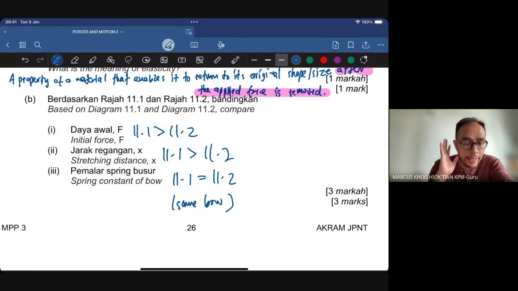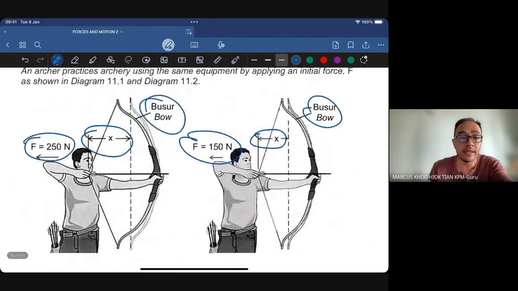Okay, you should be at least number one, number two, please get it right. Because it is very obvious. You can only get this wrong if you're blind.